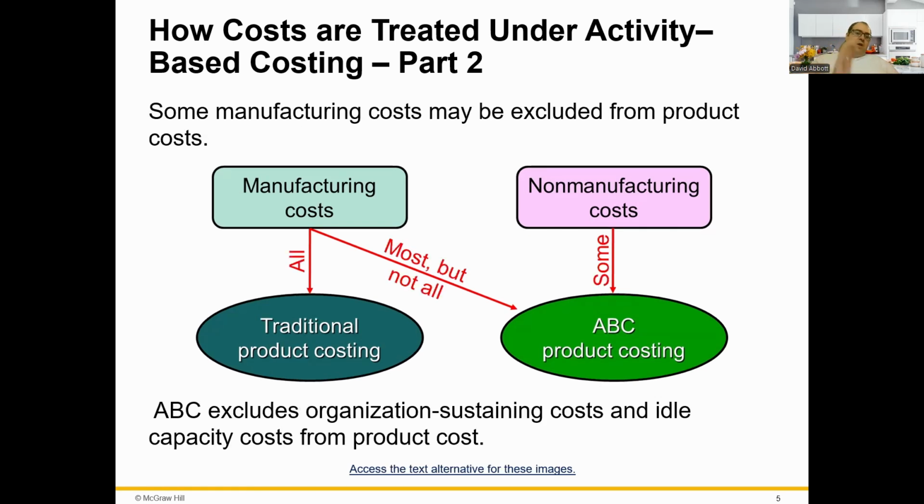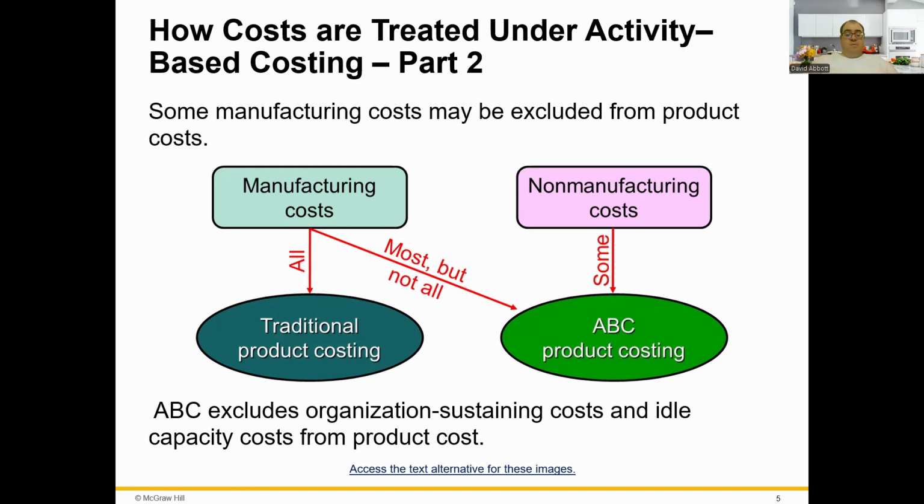Some manufacturing costs may be excluded from product costs. This is because ABC only assigns a cost to a product if decisions concerning that product will cause changes in the cost. ABC excludes two types of costs from product cost: organization sustaining costs, which will be formally defined later, and the unused capacity costs, also called idle capacity cost.